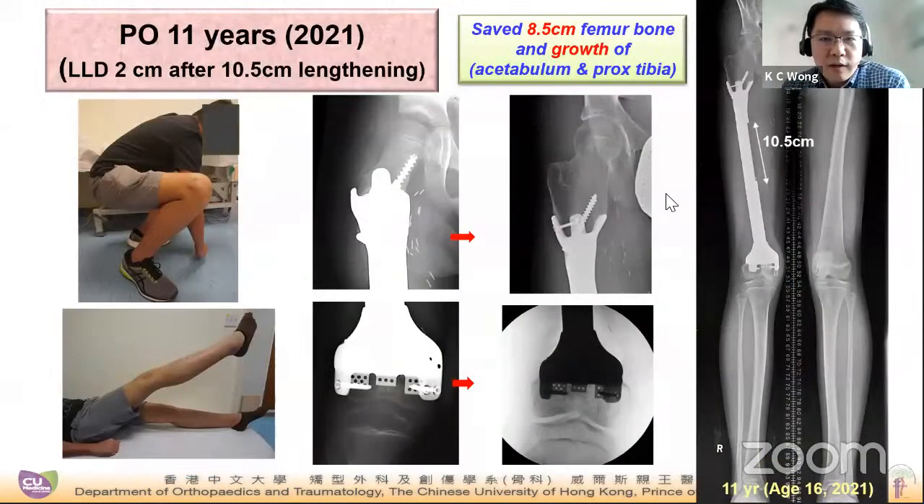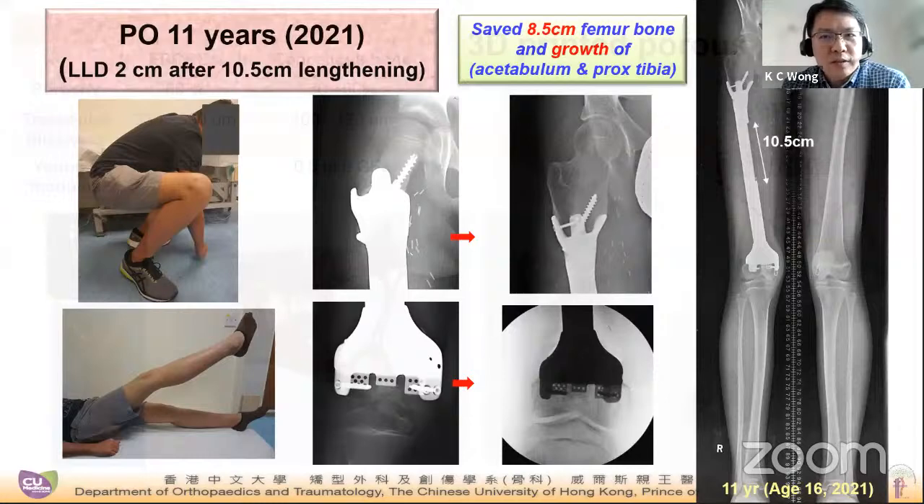So we have a 10.5 cm lengthening, the maximum lengthening for this implant to maintain good function. Looking back at before and after surgery, by saving both sides of the hip joint, we can save 8.5 cm of femur bone and the growth of the acetabulum and proximal tibia. Looking back, we spent a lot of time planning, but if we can save 8.5 cm of growth at the two ends, I think it's still worthwhile to do it in some selected cases.